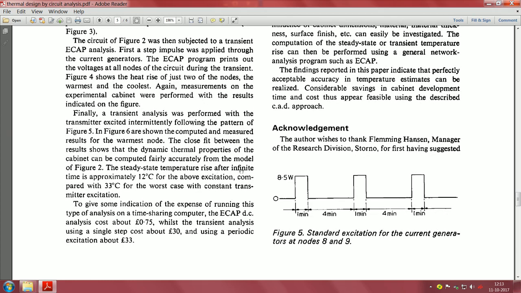So, the steady state temperature rise after infinite time is approximately 12 degrees centigrade for the above excitation, compared with 33 for the worst case with the constant transmitter. You have seen that, no? This factor seems to be so much, 3 times.